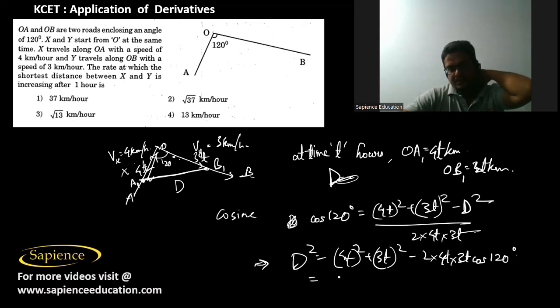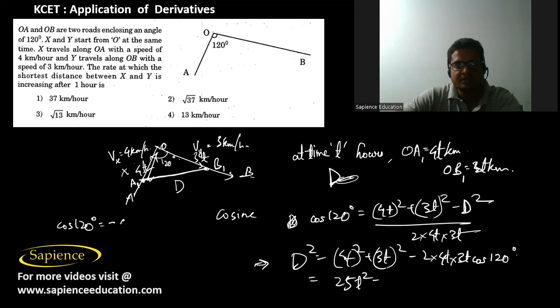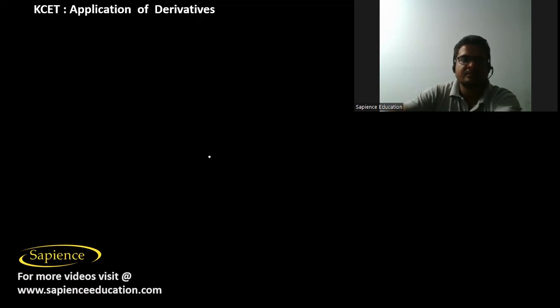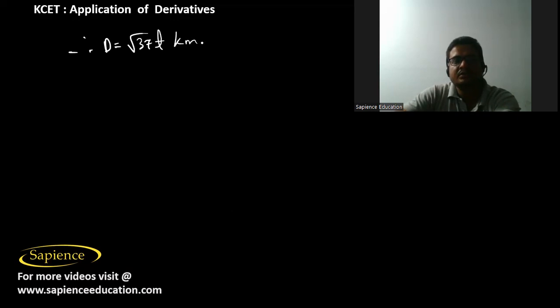So therefore d square will be equal to 16t square plus 9t square, that is 25t square, minus... cos 120 means it is 180 minus 60, so it is minus cos 60, that is minus half. So this will cancel out. This will be plus 3t into 4t, 3 4 is 12, 12t square. So that is 37t square. So therefore d will be equal to root over 37 into t kilometer.